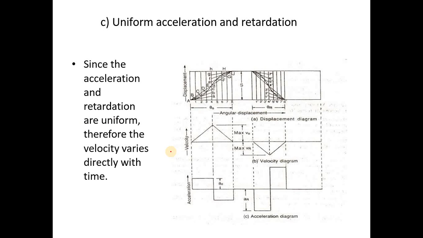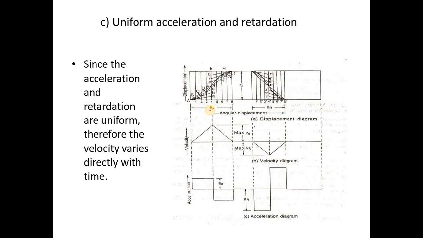This is the third motion, what we call uniform acceleration and retardation. Look at this. This is the maximum displacement diagram. You can see the velocity and acceleration diagrams over here. There is a continuous growth in the velocity. Since the acceleration and retardation are uniform, the velocity varies directly with time. The displacement diagram in conjunction with the acceleration diagram with respect to time is explained over here.